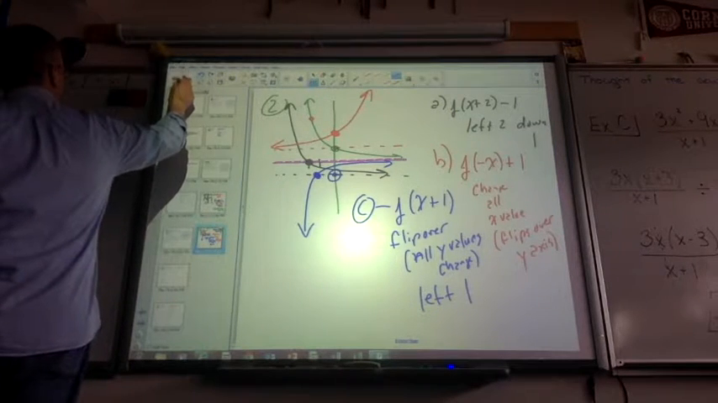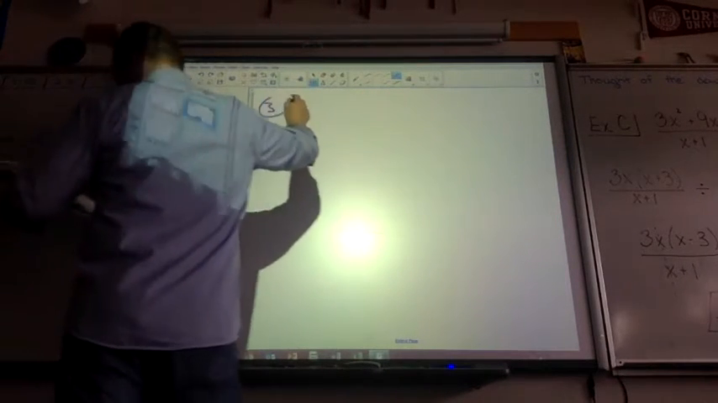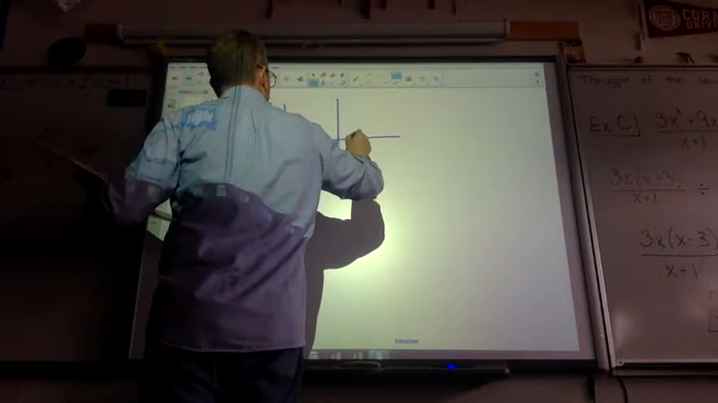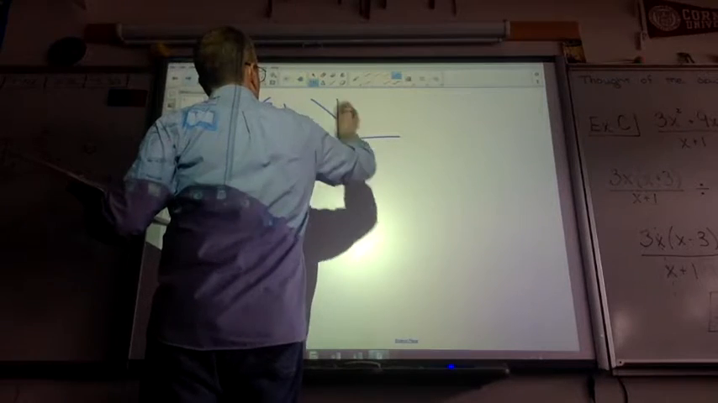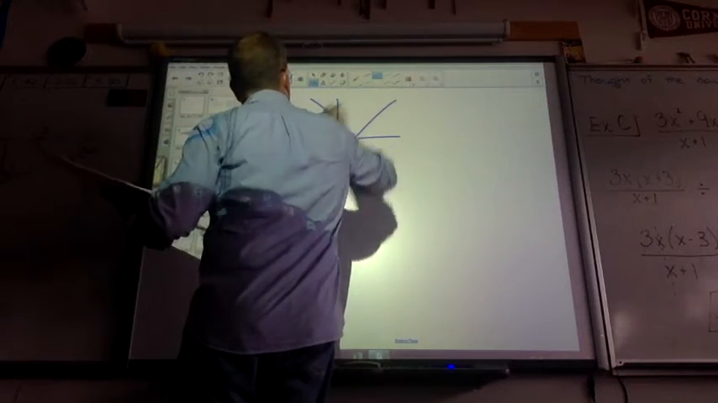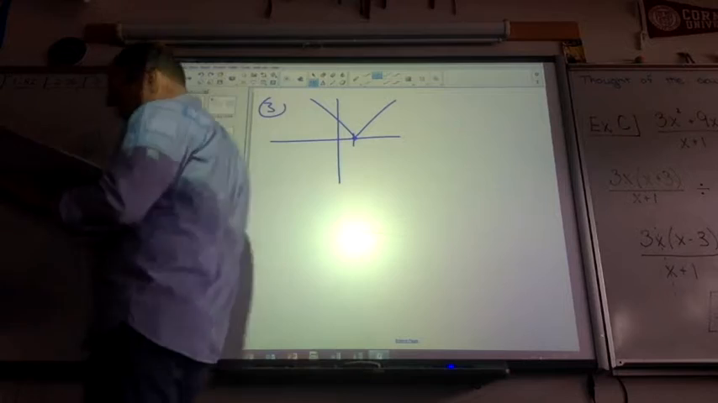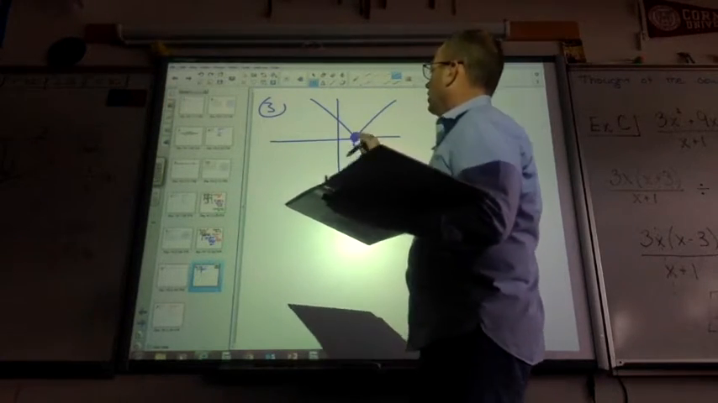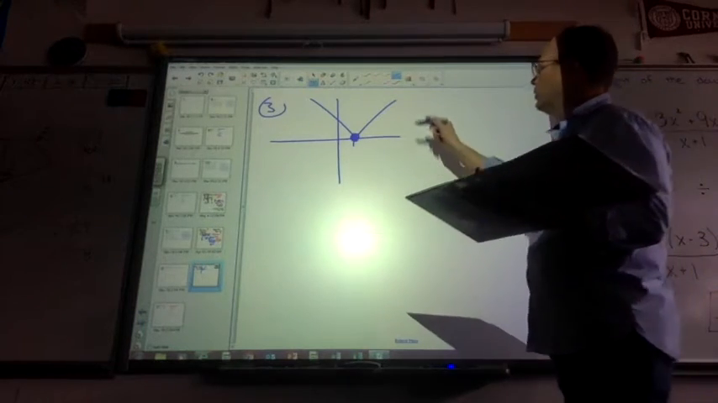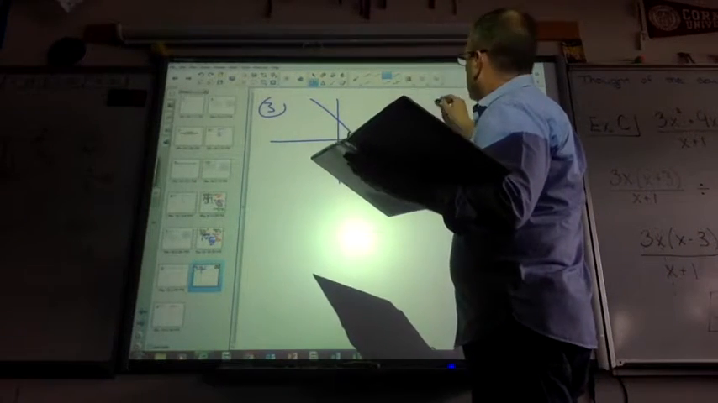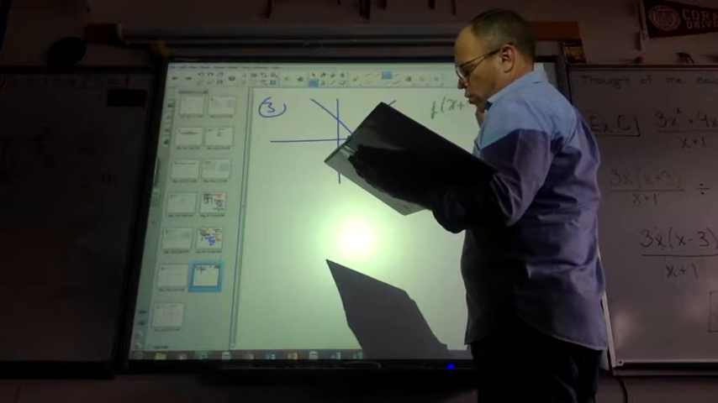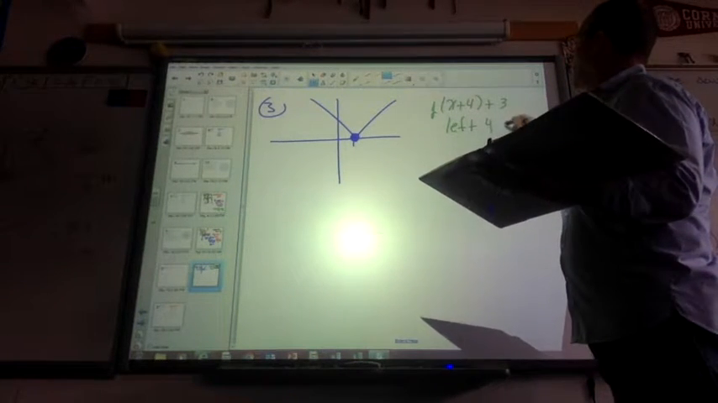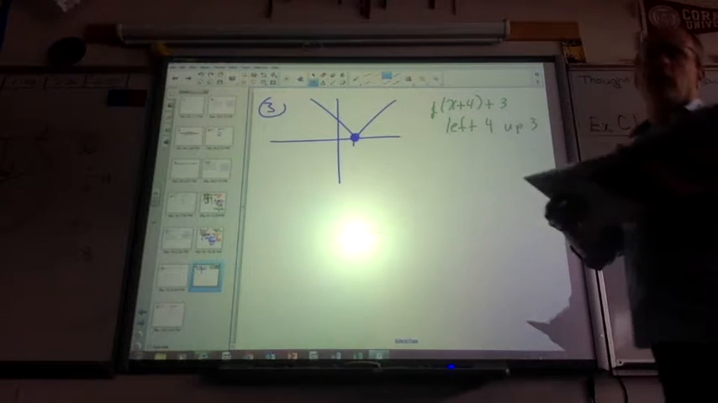Okay, move on. Number 3. Kind of looks like a V, right? All right, so it looks like a V. So the main point that we're kind of worried about is this point right here is a good point for us to focus on what the graph is doing. So the first one, f at x plus 4 plus 3. So left 4, up 3. Agree?